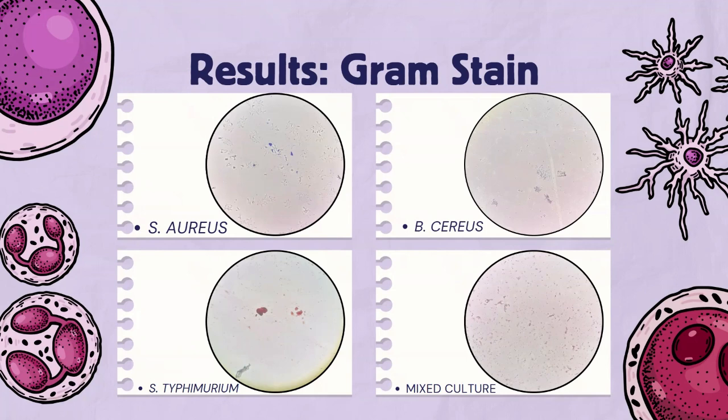For the SRS, it should have been a Gram positive coccus. For the B. cereus, it should have been Gram positive as well, but a rod shape. For the S. typhimurium, it should have been Gram negative and rod shaped. And for our mixed culture, well, it was a bunch of different bacteria that appear different, which you can kind of see in our staining, but it could have been better.